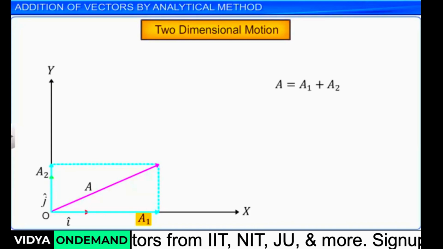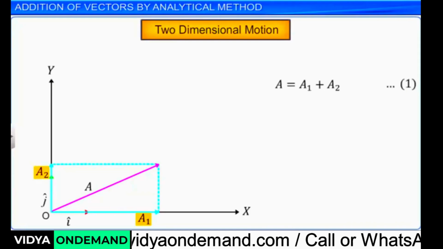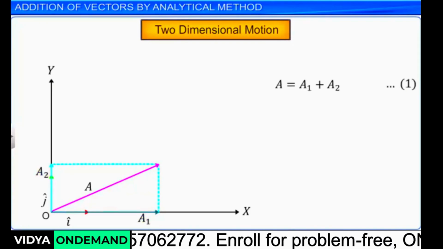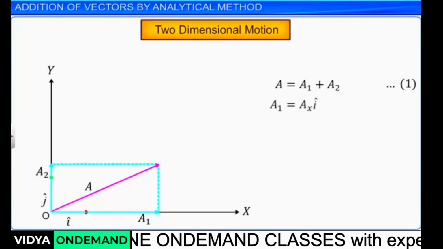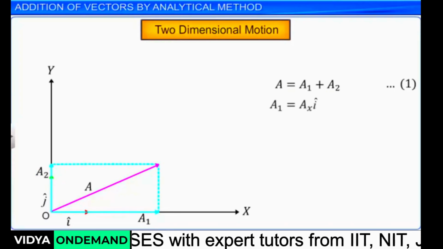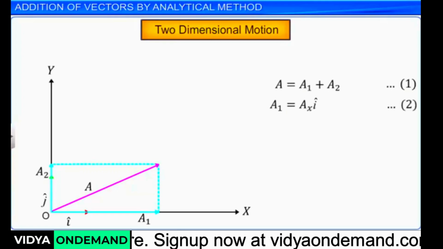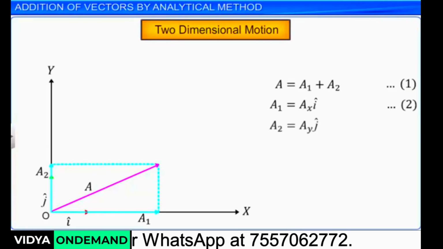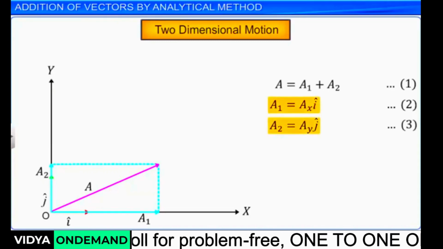Let this be equation 1. As A1 is parallel to i, you can write A1 is equal to Ax i. Let this be equation 2. Similarly, A2 is equal to Ay j. Let this be equation 3. Substituting 2 and 3 in 1, you get A is equal to Ax i plus Ay j.